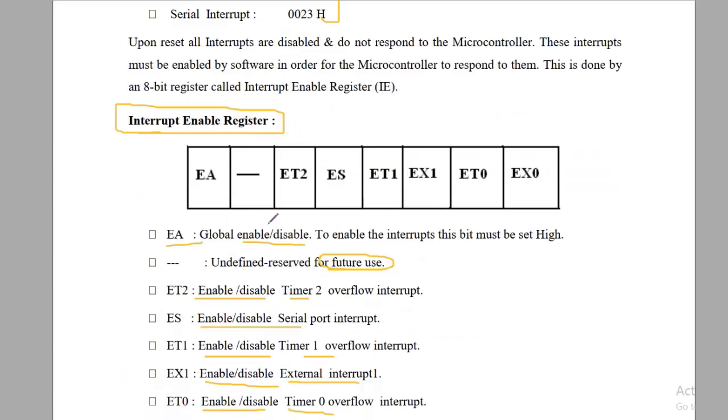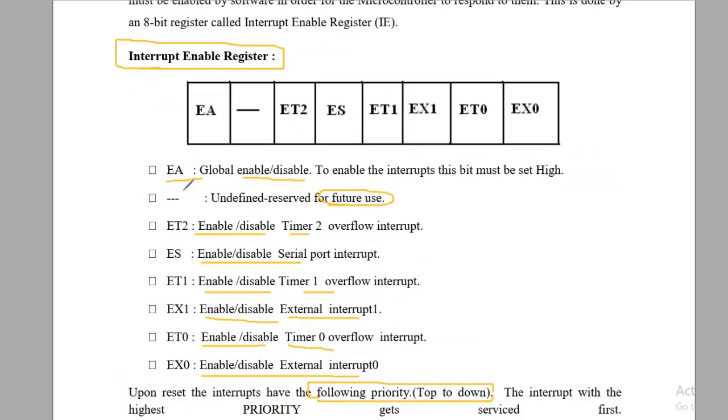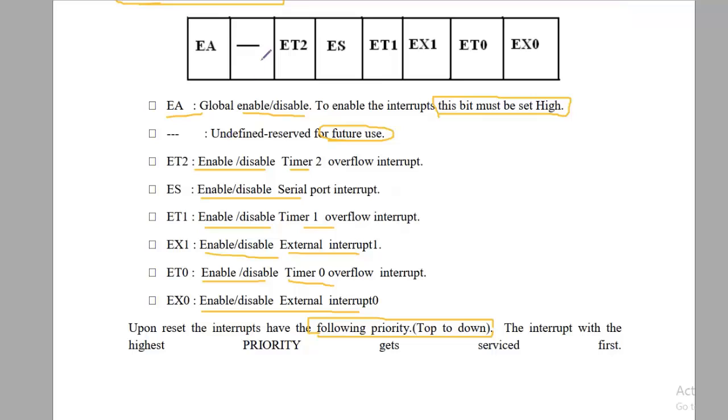These are the code memory locations where the program execution begins, as you can see here. Next thing is the interrupt enable register. EA is a global enable/disable. These bits are set to high whenever you want to enable the interrupt. Next is an undefined bit, which is reserved in case something extra is needed in future. Next is the enable or disable for the timer 2 overflow interrupt.